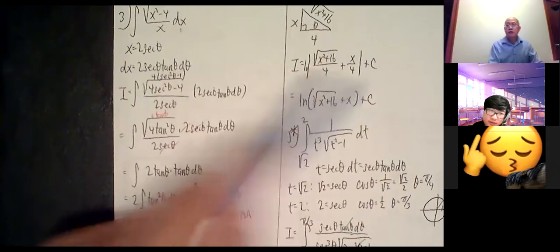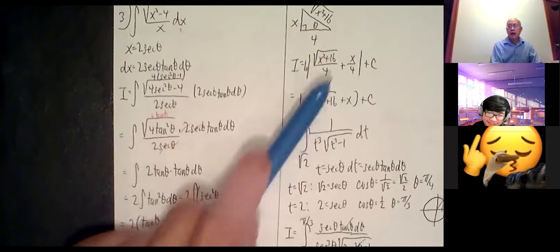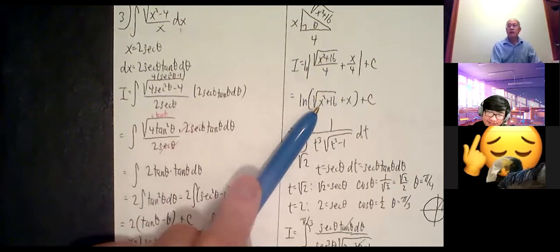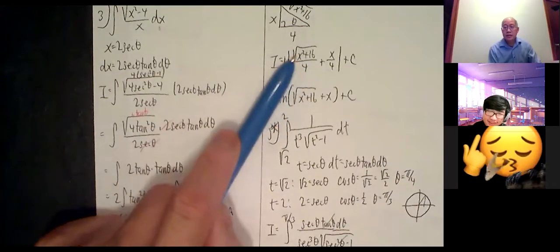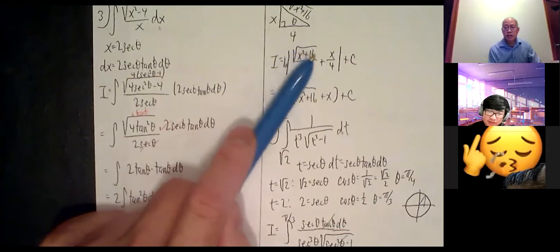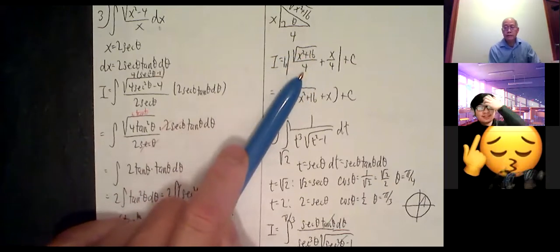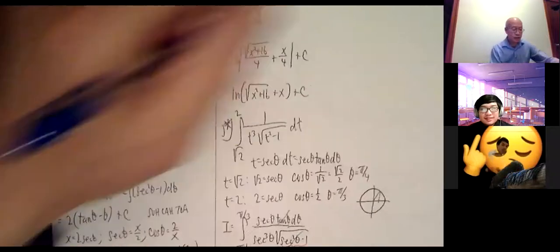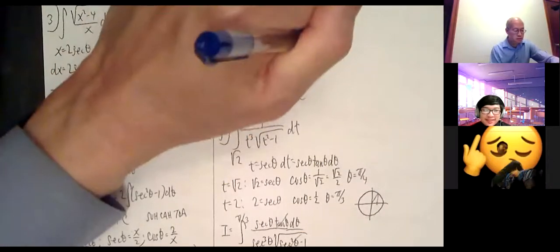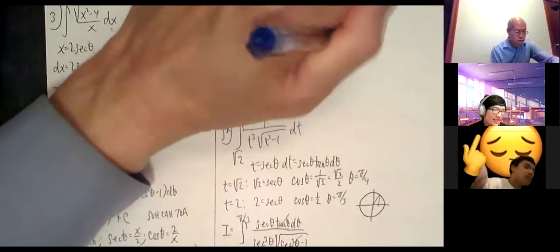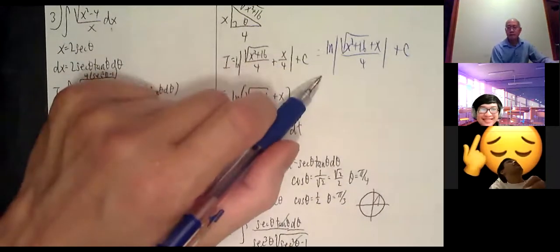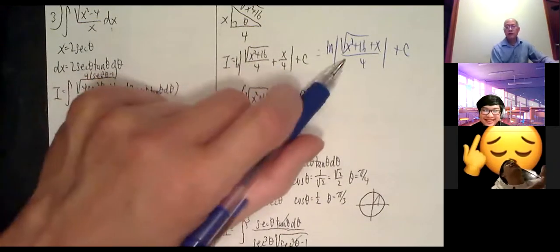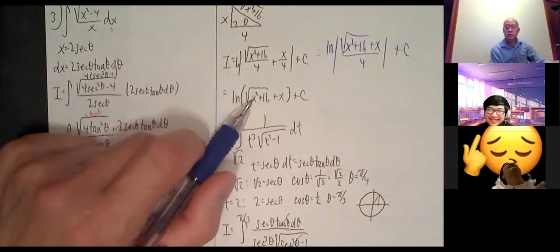Okay? But look at what I did for the final answer. How did I go from here to here? Okay, so I wanted to show you this. First, I can write this as ln radical x squared plus 16 plus x all over 4, right? Okay, so that's the same as that. Okay, how do I go from here to here? It looks like I lost the 4.